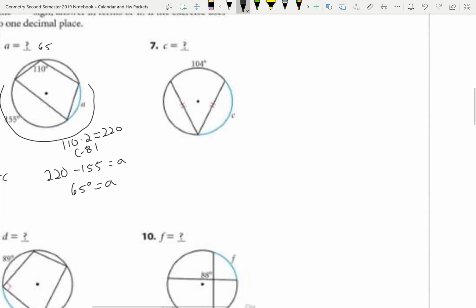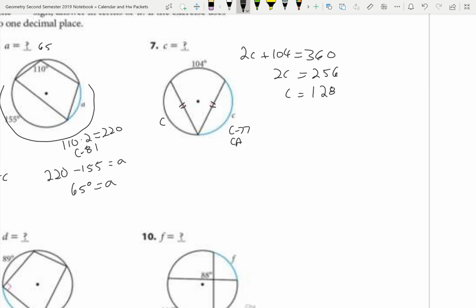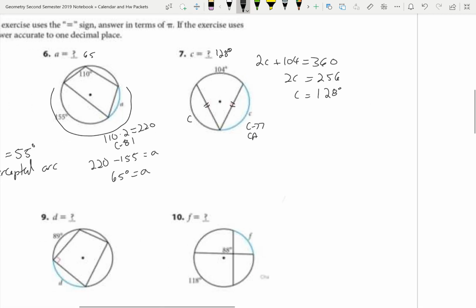Okay, with number 7, these chords are congruent here. So that's going to make this also equal to C by the chord arcs conjecture, conjecture 77. And so that's going to mean that 2C plus 104 will equal 360 degrees. And so let's go ahead and subtract 104 from both sides. Divide by 2. We got 128 degrees.